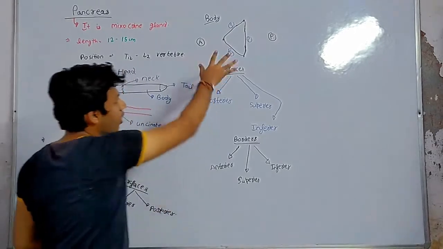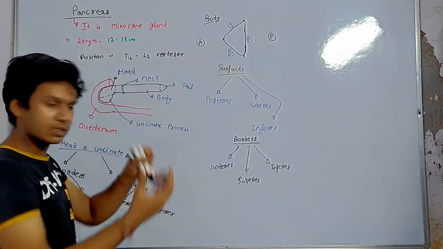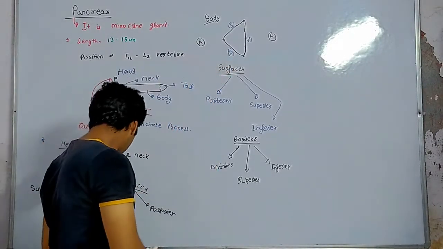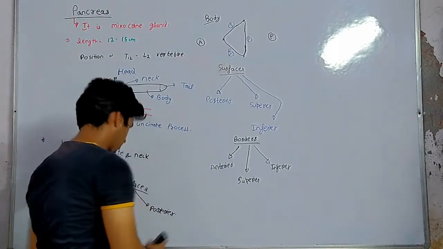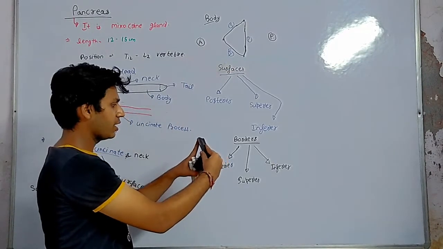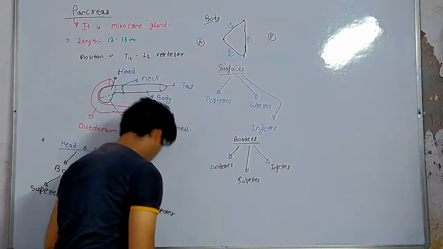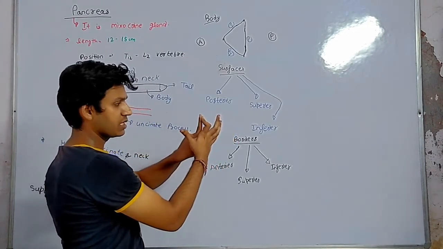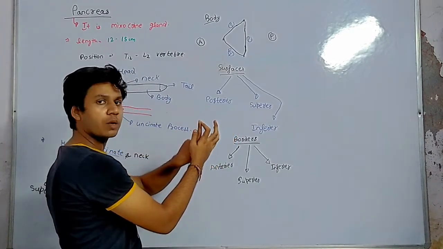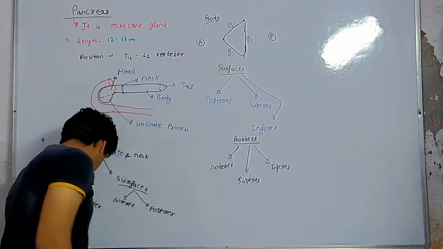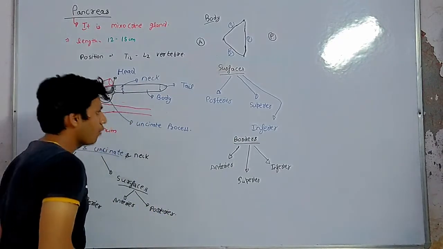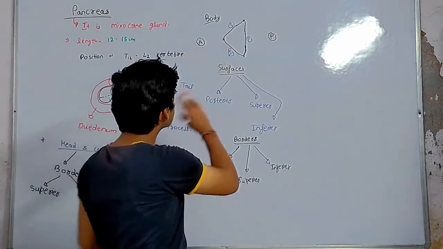It is a triangular body, so it is arranged like this. This is the arrangement, with the anterior part and posterior part. After this, these are the surfaces and borders.